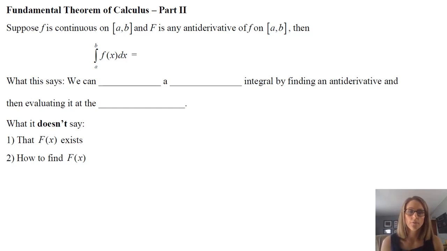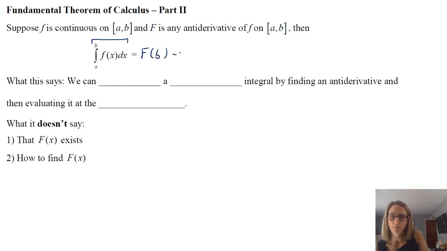So now we're going to talk about the fundamental theorem of calculus, part 2. And this is a very helpful piece of the theorem because it tells us that if you have a continuous function and you have any antiderivative of it, then when you take the integral from a to b, that is the same as doing F of b minus F of a, where this large F is the antiderivative.